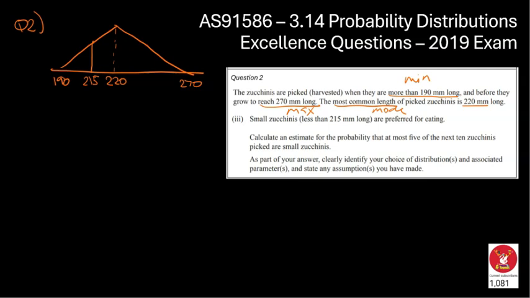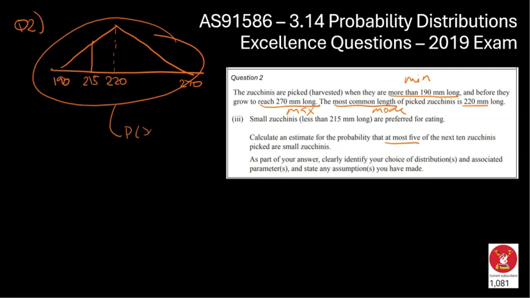Calculate an estimate for the probability that at most 5 of the next 10 zucchinis picked are small. Clearly identify your choice of a distribution, associated parameters, and state any assumptions. Okay, so this one here is actually going to be quite tough. So what we're going to do is use the triangular distribution to find the probability that x is smaller than 215. So it's definitely going to be a triangular distribution here.